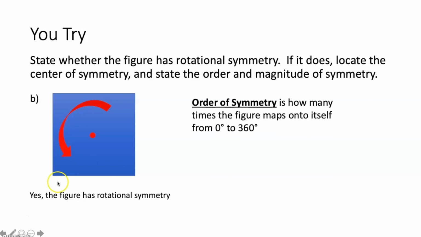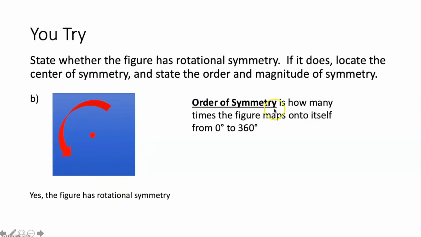I then am going to state the order of symmetry, which is how many times the figure maps onto itself from 0 degrees to 360 degrees. So again, since we have a regular polygon here, we just look at a vertex and then see when I rotate this figure, how many times does it hit another vertex to be the same. So we go 1 time, 2 times, 3 times, and then 4 times would get the figure to map back onto itself if you were to rotate that all the way around.